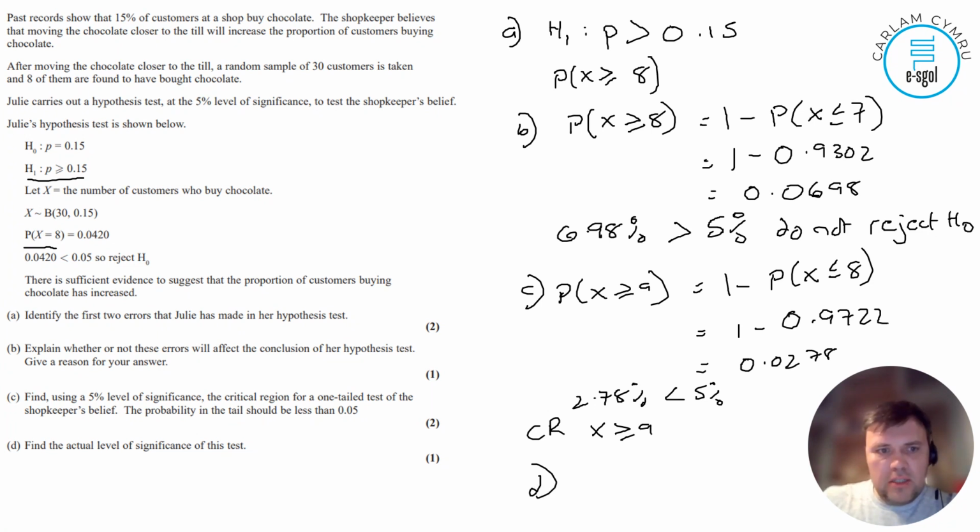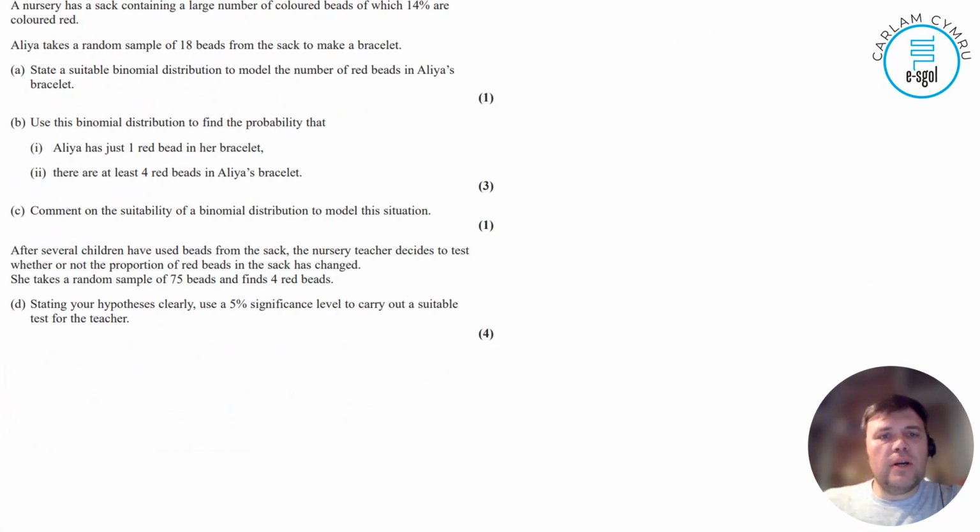And then part D, find the actual level of significance of this test. Well, it is going to be 0.0278. I thought it was a really nice question. Okay, and then my last question. So the last question is sort of leading you into it. There's lots of little parts where it's then sort of making you work through the hypothesis.